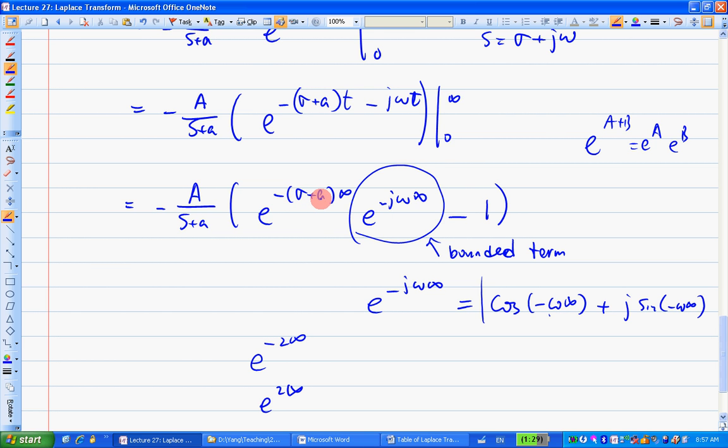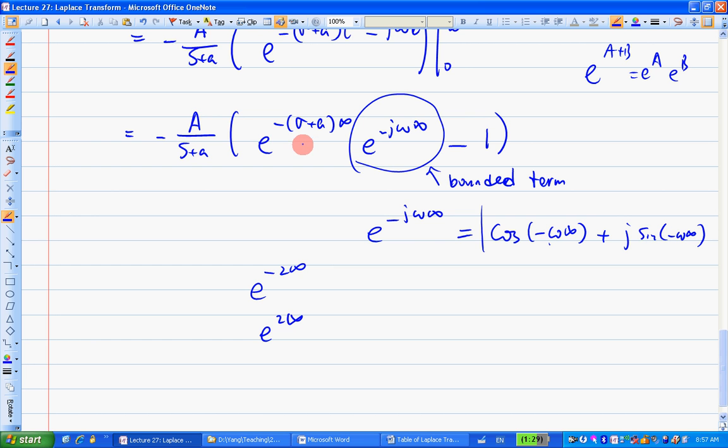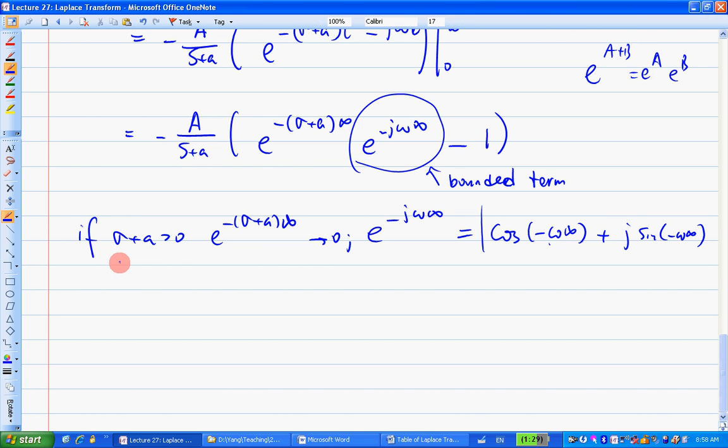One thing for sure, if sigma plus a is greater than 0, then this term will go to 0. Does that make sense? So basically, if sigma plus a is greater than 0, then this term goes to 0. So this is basically the so-called region of convergence for this Laplace transform: sigma plus a greater than 0.